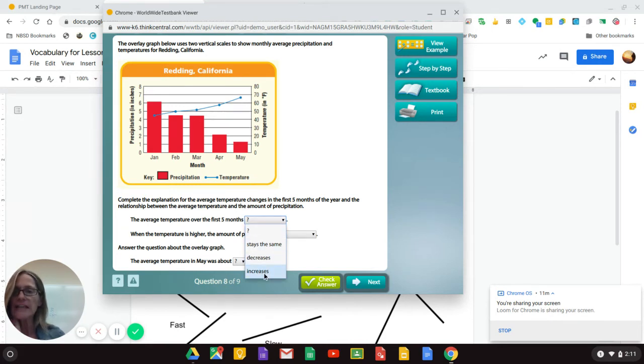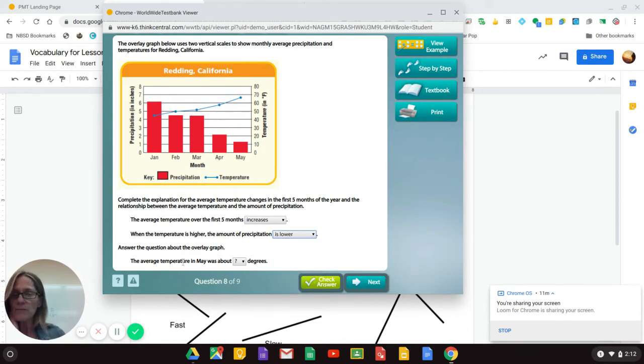You're right, you guys. It increases. It goes from down here in the mid-40s up here to almost 70. Here's a question. When the temperature is higher, the amount of precipitation, so the higher the temperature, the what of the precipitation? Is there more rain? It doesn't change, or lower rain? You're absolutely right. It is lower.